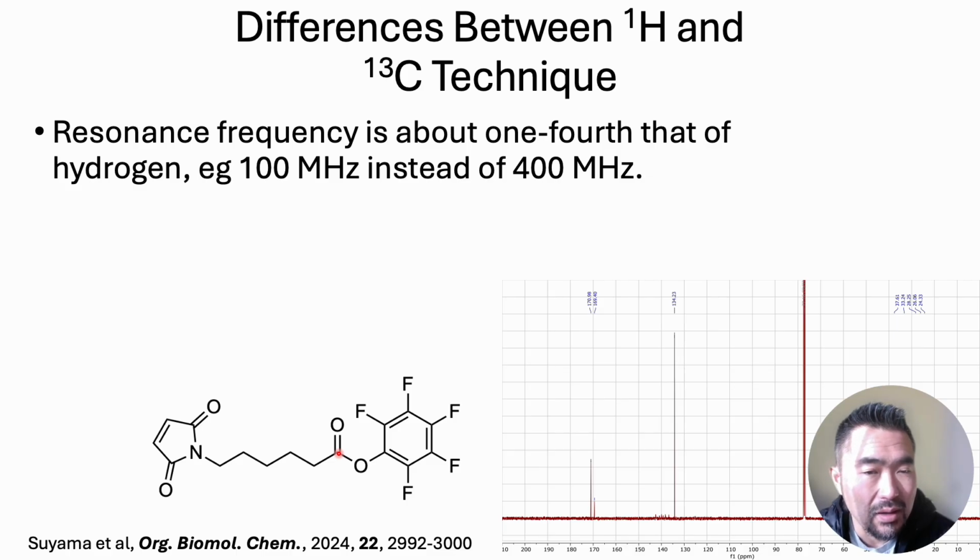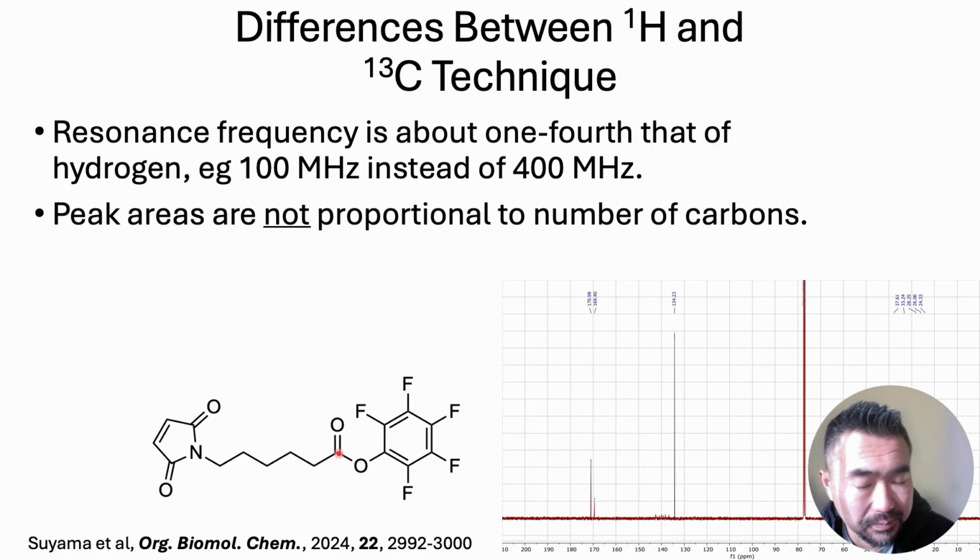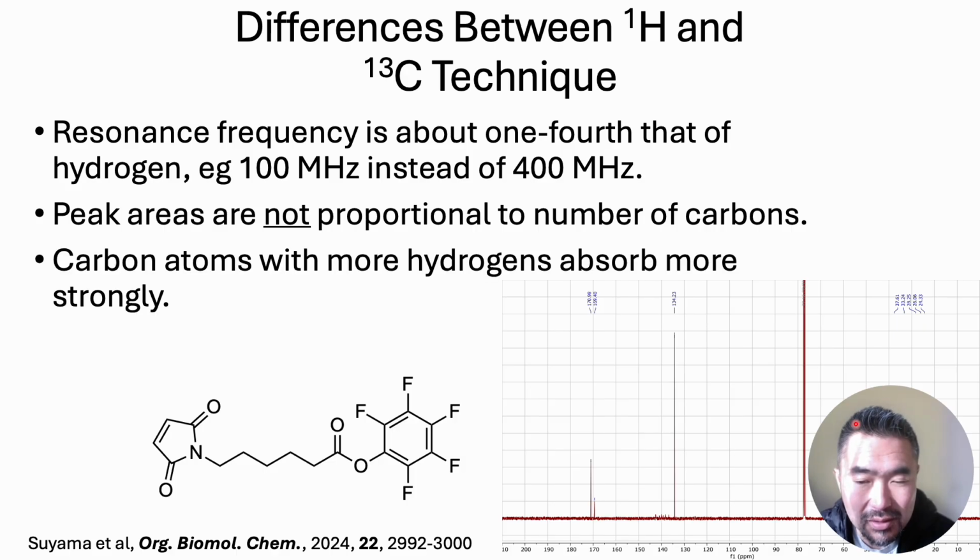And one of the things about carbon NMR is the peak areas are not proportional to how many carbons you've got, because this peak, which is that peak, accounts for the same number of carbons as all these peaks that are about this tall over here. Again, sorry that my face is hiding them.